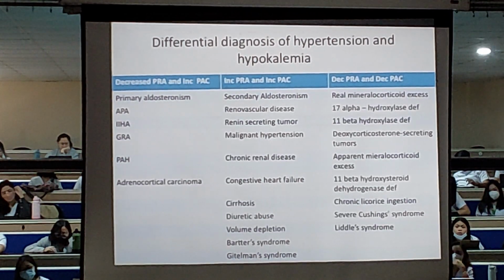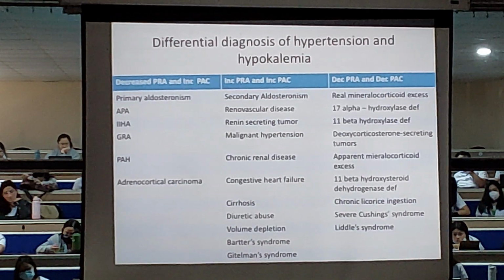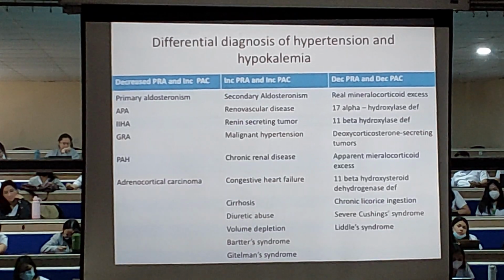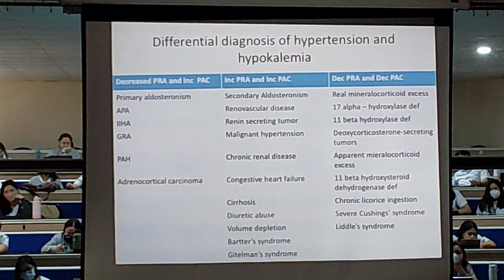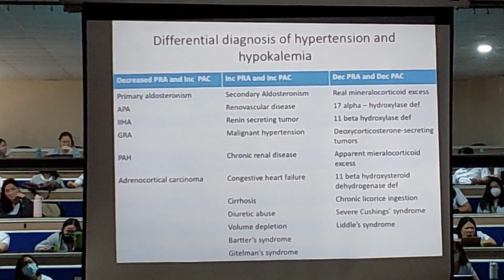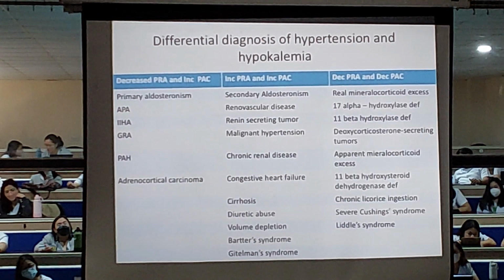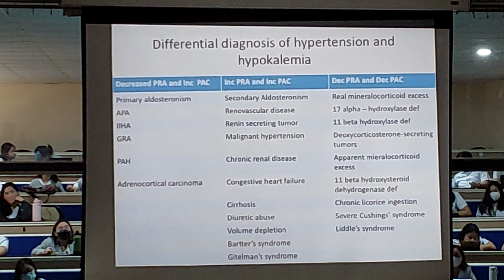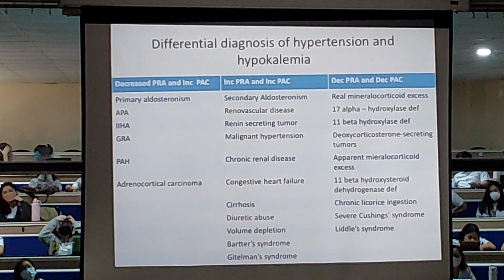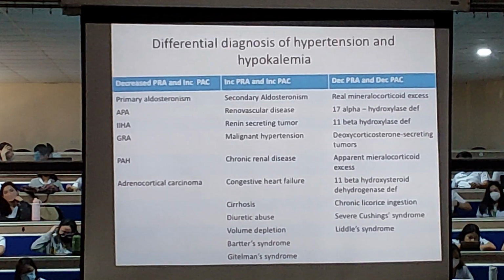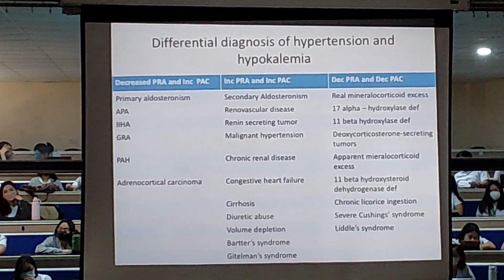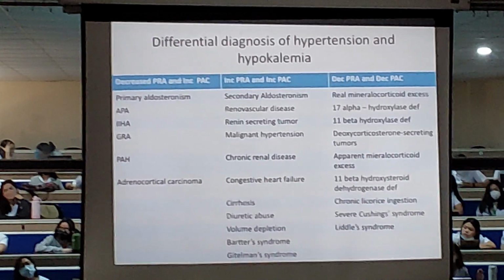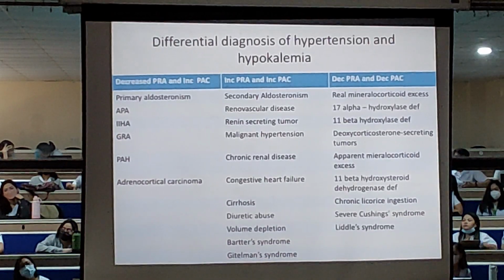If both the plasma aldosterone concentration and the plasma renin activity are increased, then the differential diagnosis includes secondary hyperaldosteronism, renovascular disease, renin-secreting tumors, congestive heart failure, or chronic renal disease. If both the plasma aldosterone and the plasma renin activity are decreased, then your patient probably has Liddle disease, chronic licorice ingestion, or real mineralocorticoid excess. Those are the differential diagnoses if you have a patient with hypokalemia and hypertension. So you need to get the plasma aldosterone and plasma renin.